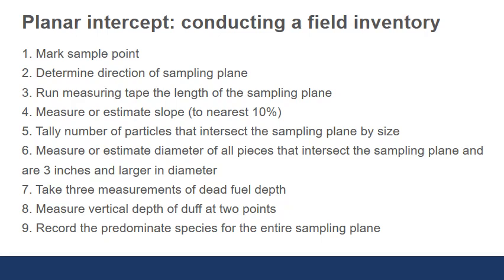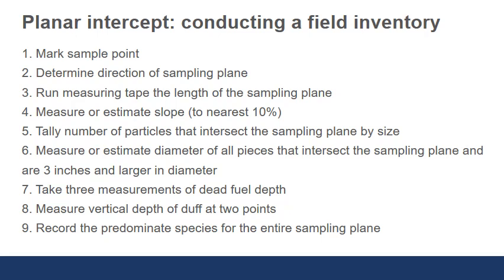Record diameters separately for rotten and non-rotten logs. It can also be helpful to estimate the species, length, and decay class for large woody debris. Step 7 is to take 3 measurements of dead fuel depth. Record the depth as the vertical distance from the bottom of the litter layer to the highest intersected dead fuel particle at 3 locations along the plane.